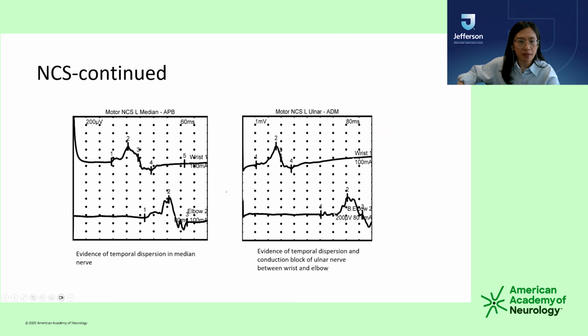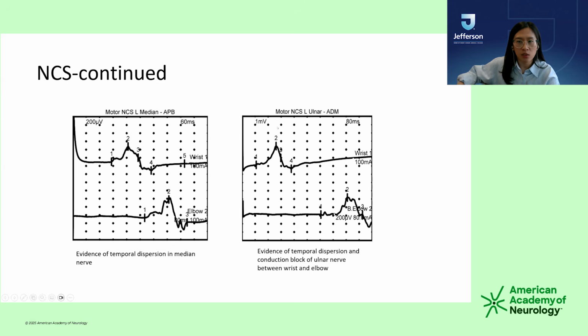And these are the actual waveforms from her study. On the left-hand side, this represents temporal dispersion. When you stimulate proximally at the wrist and then move up to the elbow, this waveform becomes more multiphasic. It's kind of serrated and has a longer duration, and that is what you would see when the temporal dispersion is more pronounced in a demyelinating disease.